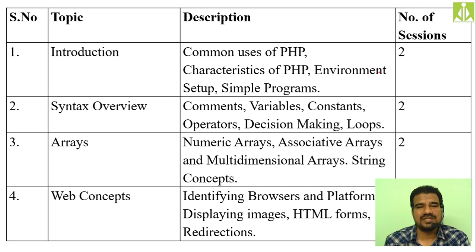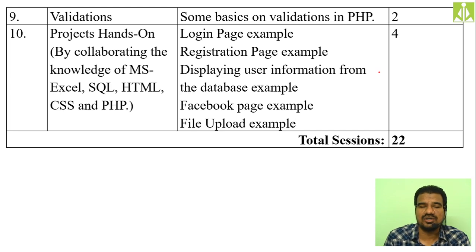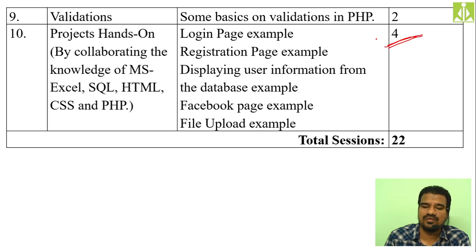The maximum number of sessions I have taken is 22 sessions in order to complete, because I need 4 sessions to do some hands-on training. For this hands-on training, I will make a Zoom meeting. These will be complete live sessions, and over there I will give you the idea of how to do the development of web pages, dynamic web pages, interactive web pages. So overall I need 22 sessions. If you exclude these 4 real-time sessions, I need only 18 sessions to complete the entire syllabus.